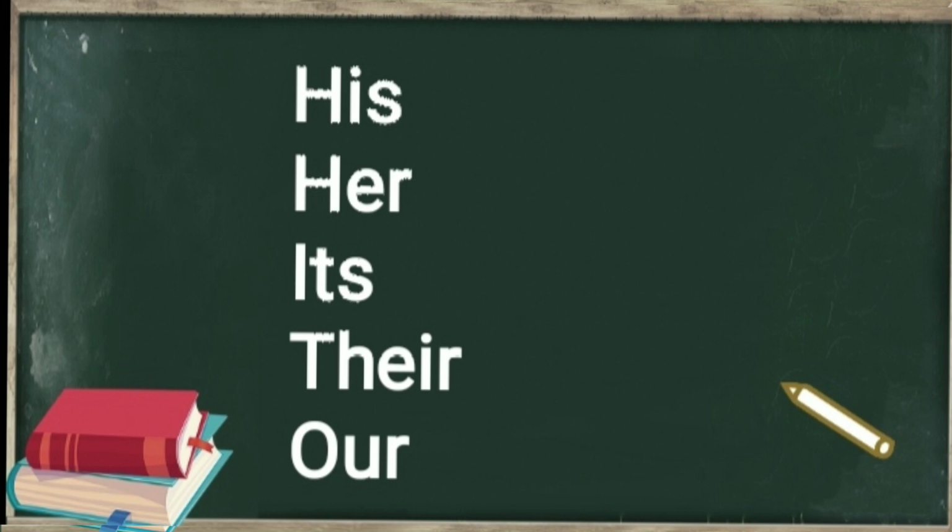When do we use its? Its is used when the things belong to animals or things. For example, it is an elephant. Its tail is very small. So, whose tail is very small? The tail belongs to the elephant. So, when it is an animal or a thing, then we use the word its.